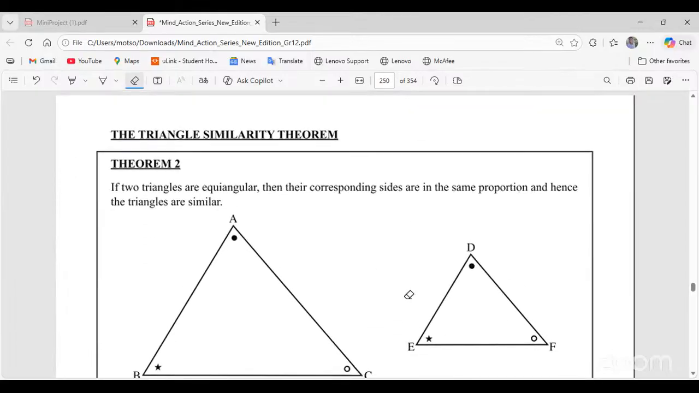They are saying here the triangle similarity theorem. In grade 12, guys, if I'm not mistaken, but I will confirm that, I think we have three theorems, which are the proportionality theorem, the similarity theorem, and the Pythagoras theorem. Then, on top of these three, you will also be required to know the theorems from grade 11.